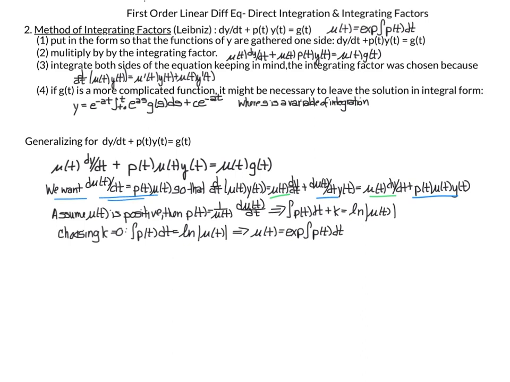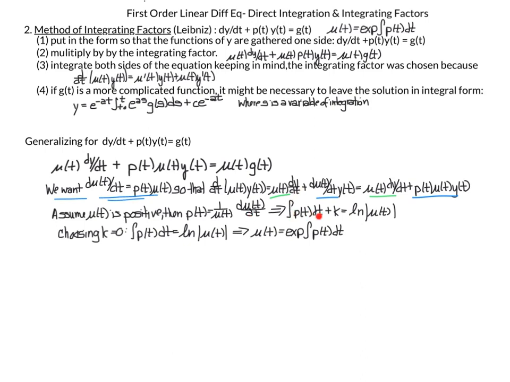And then eliminating the y of t on both sides of the equation, we get this point here, that we want d mu/dt equal to p of t mu of t. So here is our goal. So we can assume mu of t is positive. Then from this equation, we have that p of t is equal to, dividing both sides by mu of t, 1 over mu of t d mu of t/dt.